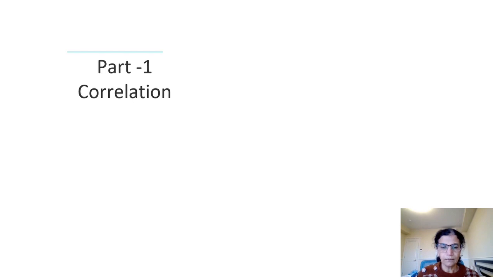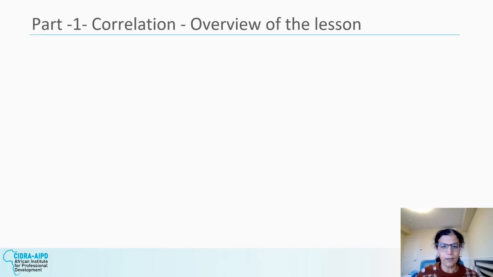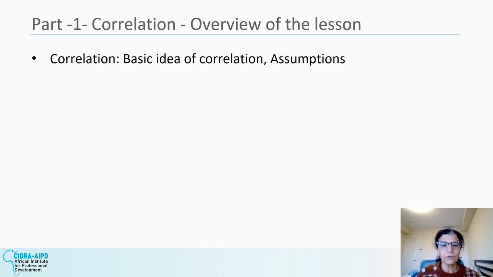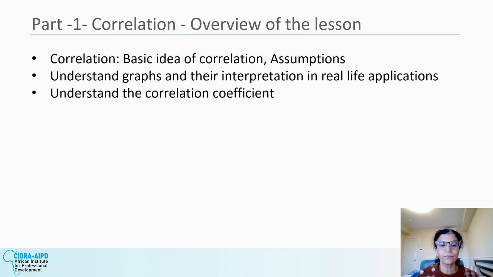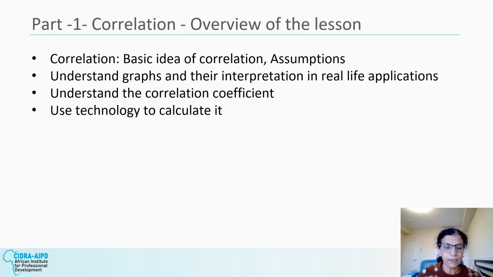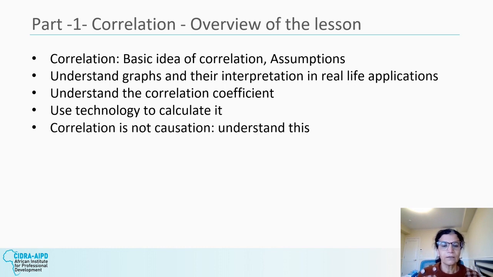Overview of part 1. We are going to see what is correlation, basic idea and assumptions. We will understand graphs and their interpretation in real life applications. Understand the correlation coefficient. Use technology to calculate it. Then difference between correlation and causation.